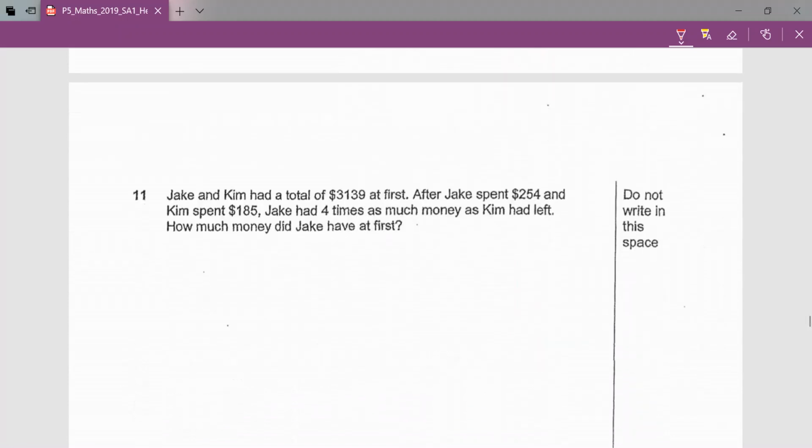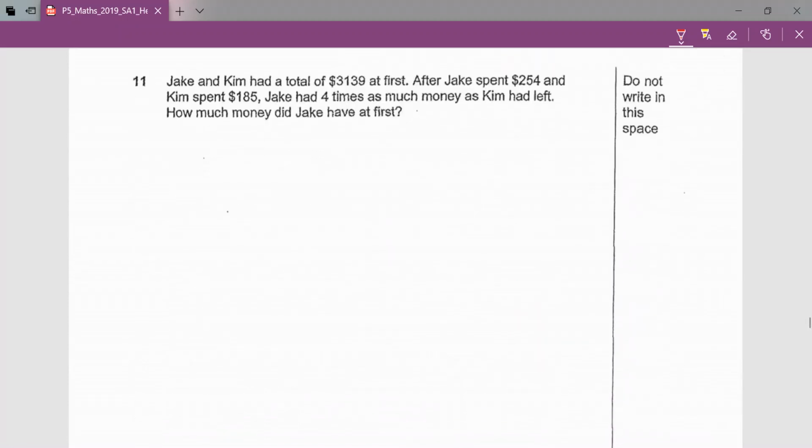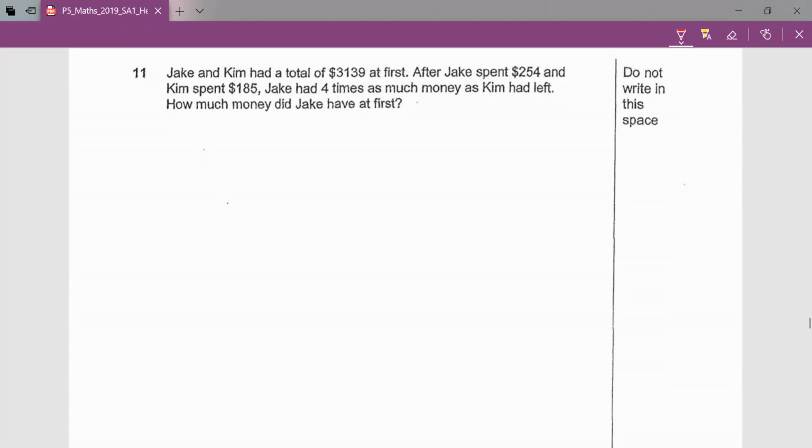Move on to the next question. Jake and Kim had a total of $3139 at first. After Jake spent $254 and Kim spent $185, Jake had 4 times as much money as Kim had left. How much money did Jake have at first?